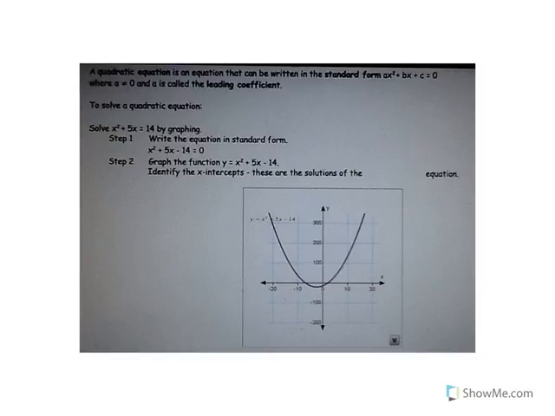Chapter 10, Lesson 3, Solve Quadratic Equations by Graphing. So, just like previously we solved systems of equations where the two lines crossed and figured out which point they crossed at, this is sort of similar. What we're looking at is we're looking for the point at which the parabola crosses the x-axis. So here, the x-axis right there.